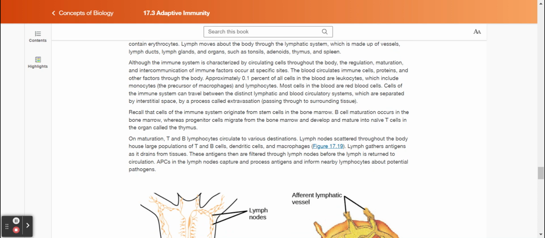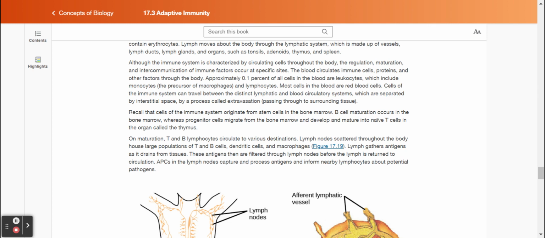Although the immune system is characterized by circulating cells throughout the body, the regulation, maturation, and intercommunication of immune factors occur at specific sites. The blood circulates immune cells, proteins, and other factors through the body. Approximately 0.1% of all cells in the blood are leukocytes, which include monocytes, the precursor of macrophages, and lymphocytes. Most cells in the blood are red blood cells.